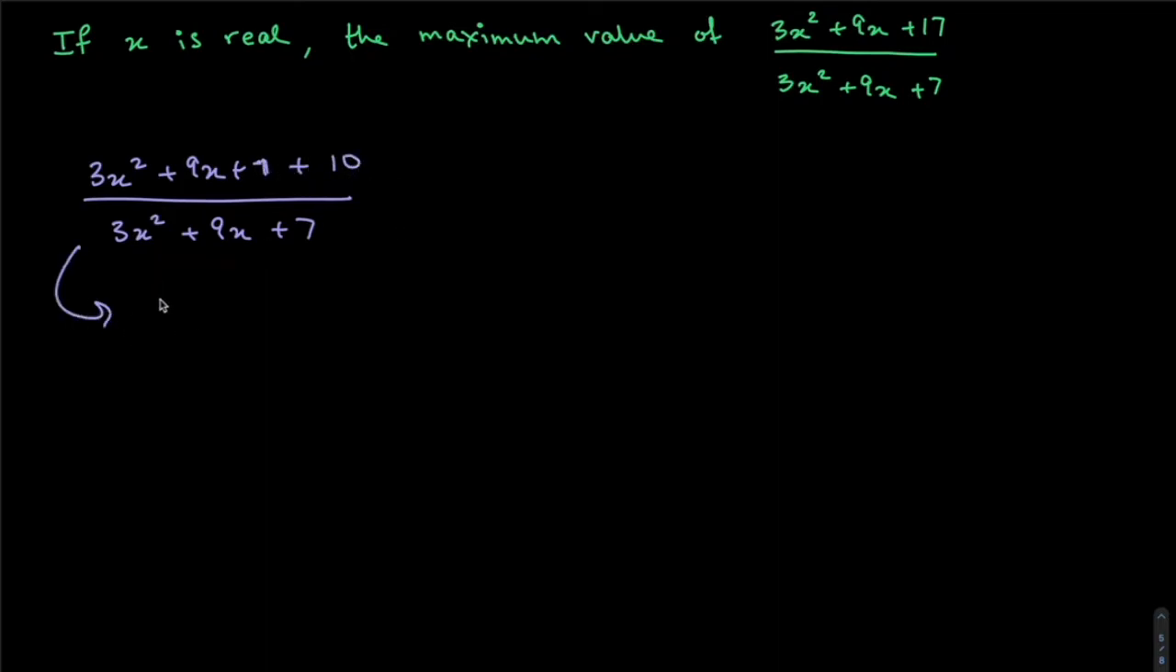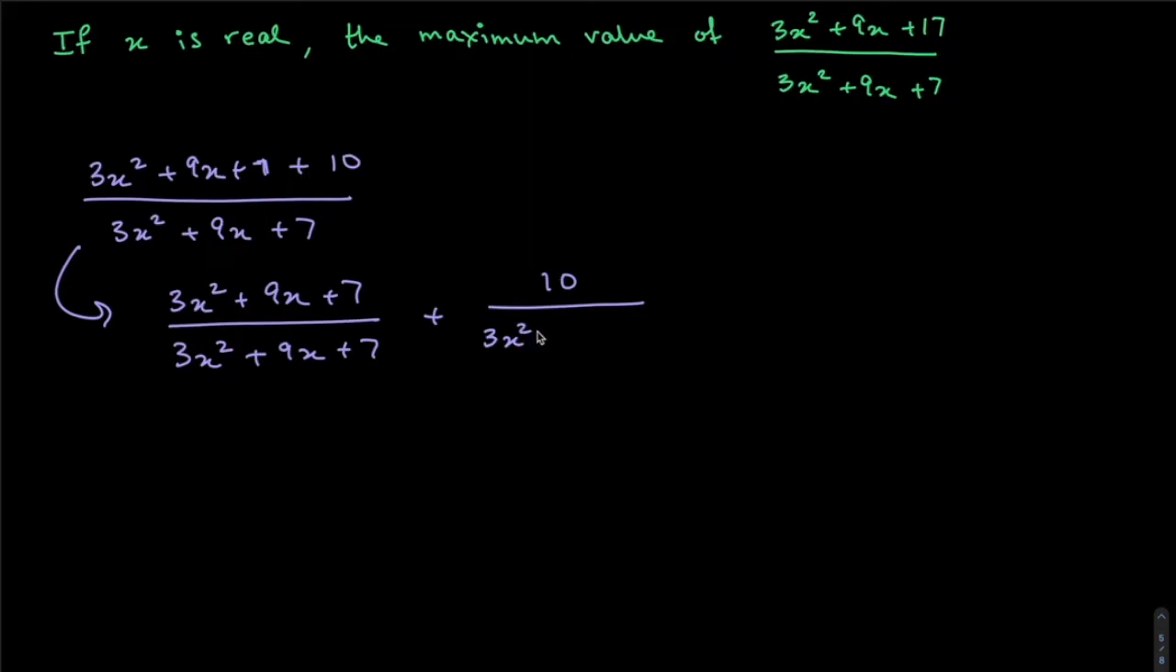Now I can simplify. One more way to write it is (3x squared plus 9x plus 7) upon (3x squared plus 9x plus 7), plus 10 upon (3x squared plus 9x plus 7). So this just becomes 1. The remaining part we have to work with is 3x squared plus 9x plus 7. So now our function is y equal to 1 plus 10 upon all of this.